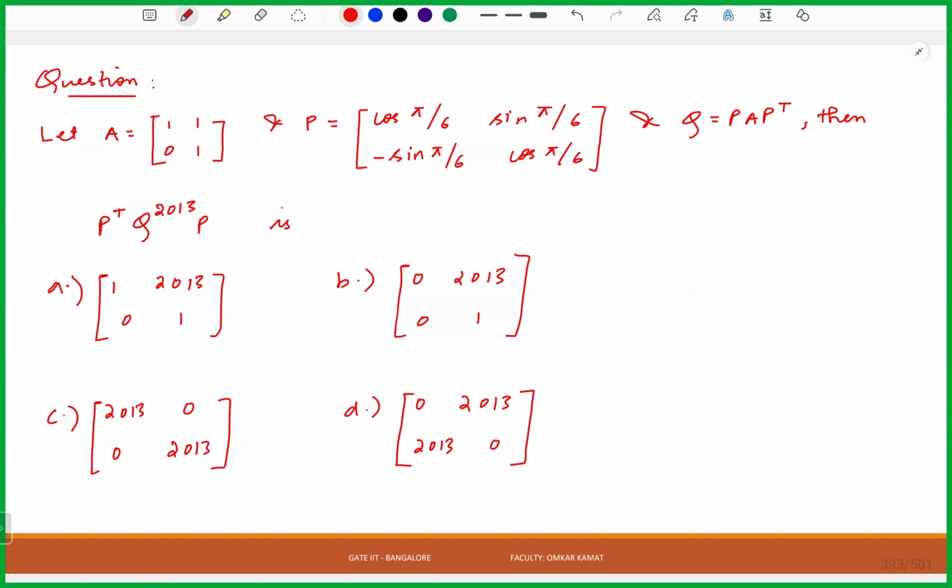Okay, fine. So see over here. Here P is equal to cos pi by 6, value is nothing but what? Root 3 by 2. Correct or no? This is 1 by 2. This is minus root 3 by 2. And this is 1 by 2 over here. Correct?